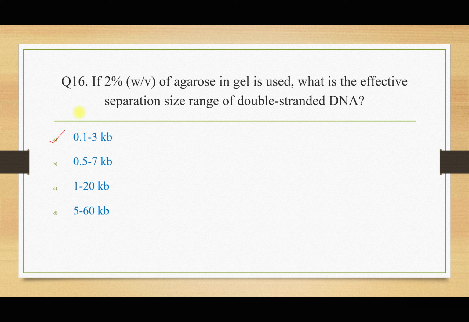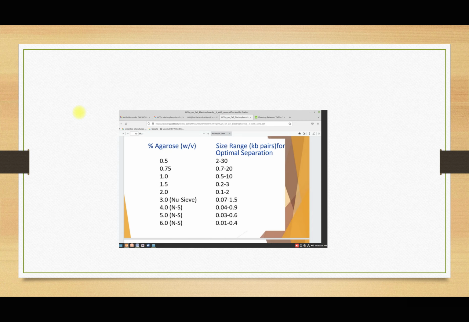If the size is 0.1 to 3 kb, it can be separated easily by using 2% weight by volume. This chart shows that for larger sizes we can use lower percentages, such as 0.5 or 0.75. So we can see there is a gradation of the percentage of agarose according to the size. If we require smaller sizes, we use a higher concentration of agarose.